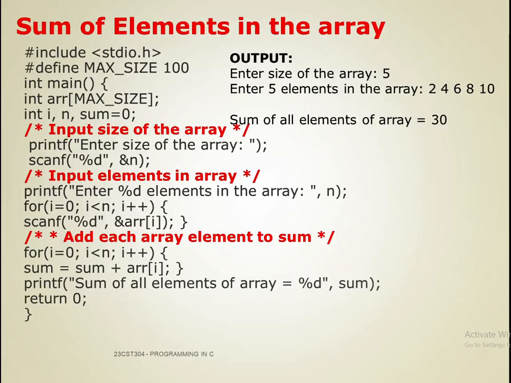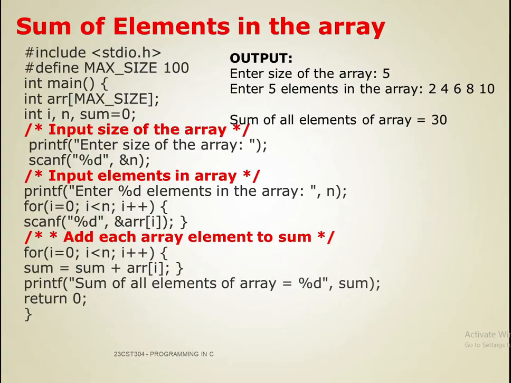Here we are using printf to display the message, enter size of the array. Then using scanf we get the n value. After that we have a for loop. Here we use i equal to 0, i less than n, i plus plus. Then using scanf we read the values of array of 0 to array of 4, because we have n value as 5.